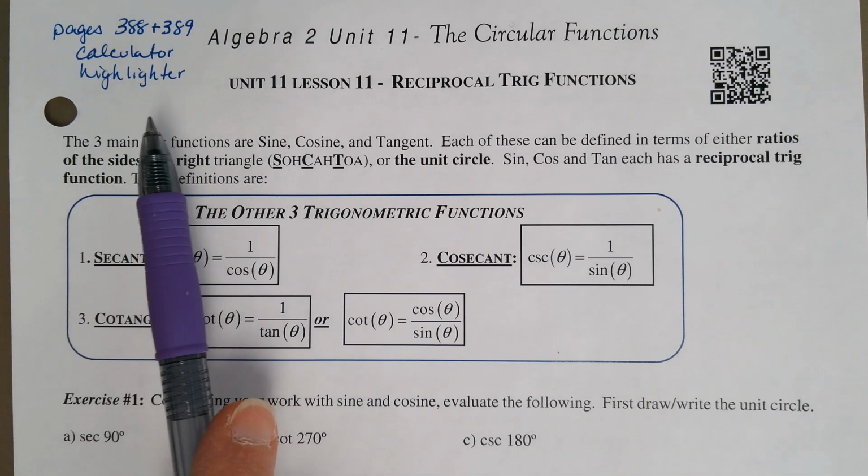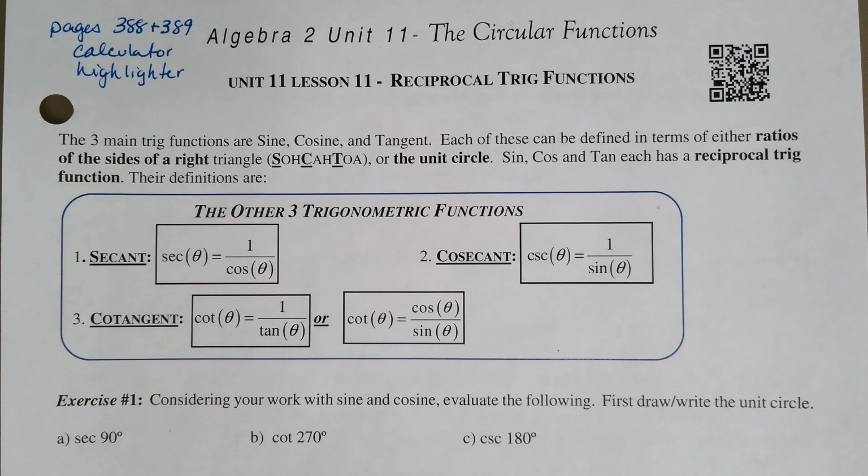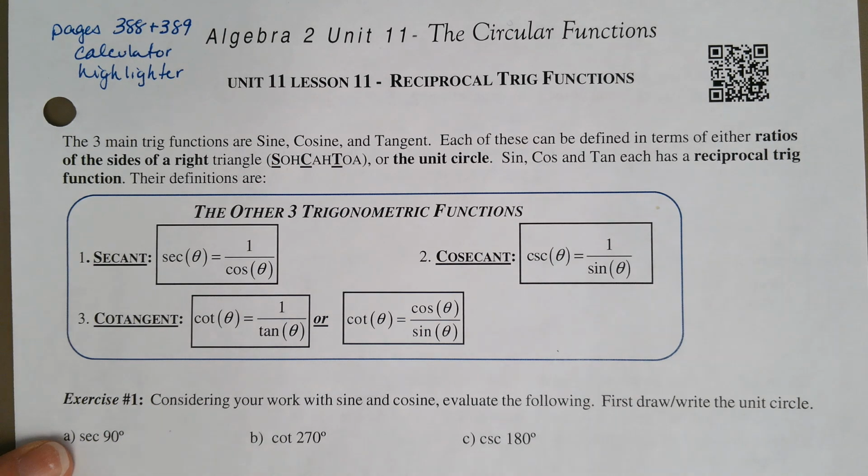Today we're on pages 388 and 389, Unit 11, Lesson 11. Reciprocal trig functions. You want to have your calculator and highlighter. The three main trig functions are sine, cosine, and tangent.